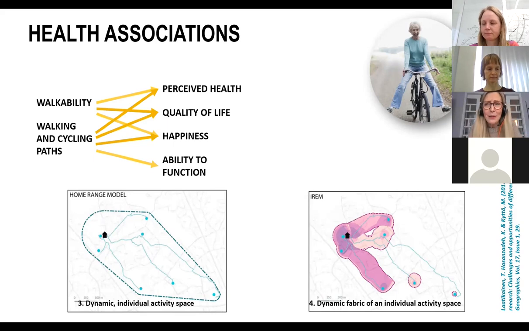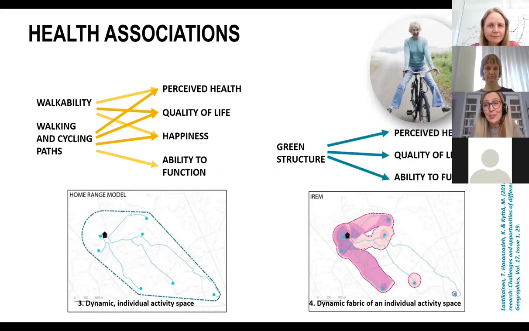We were also wondering why we don't find an association between green settings and health in Finland. We were thinking that maybe Finland is so green that there is not enough variation in the greenness variable. But in fact, it was perhaps the lack of suitable methodologies, because when we used the most fine-grained one, which we call the IREM model, we started to find these direct links between green structure and health variables.